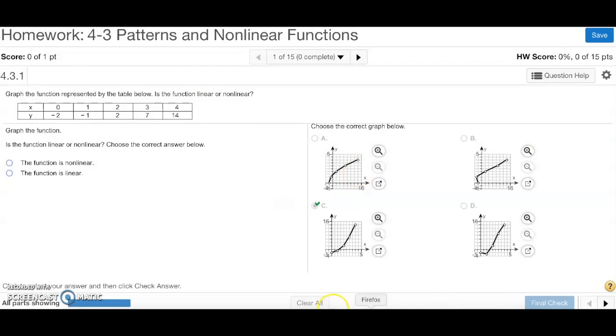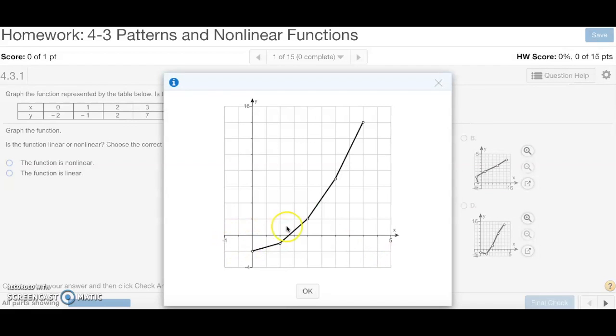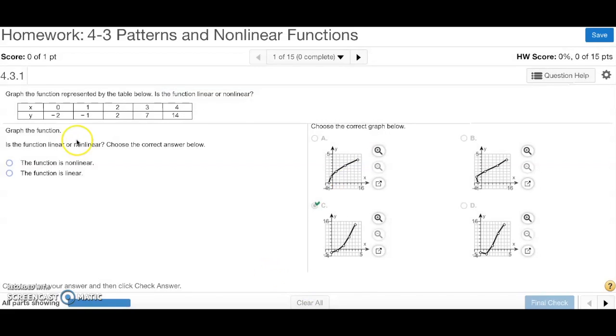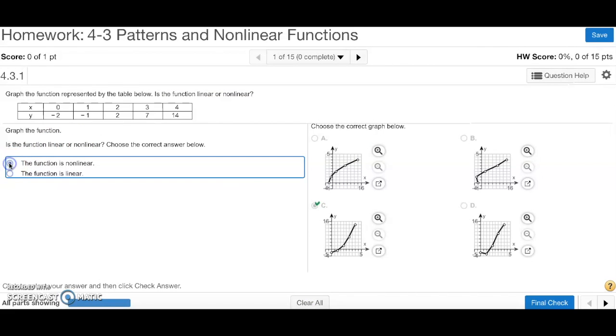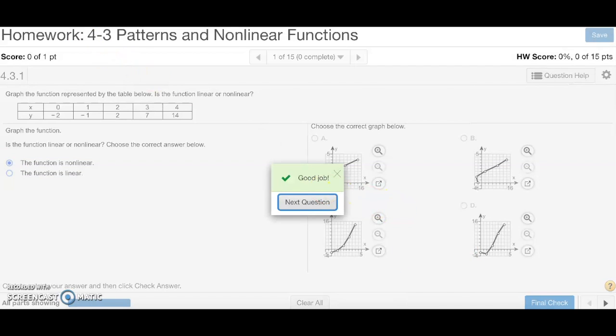Now, is the function linear or nonlinear? Well, seeing as this graph is not a line, it is going to be nonlinear. And that's the answer for number 1.